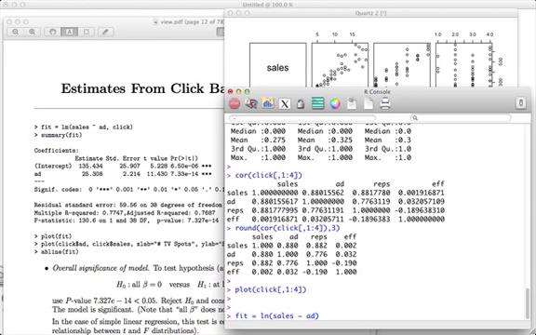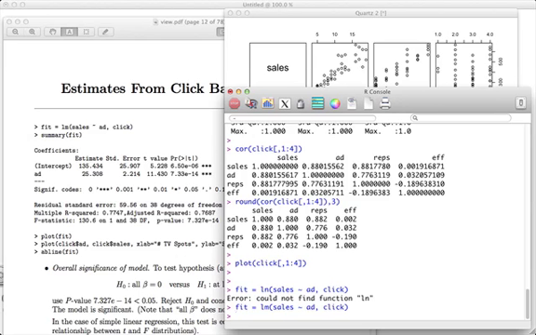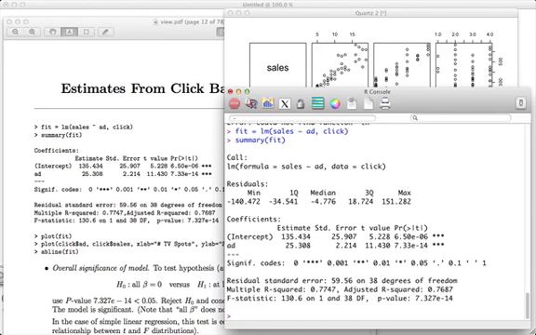The other thing that you have to do is give it another argument, which is the data frame. This is a data frame called click. And you have to spell LM correctly. It's LM, not LN. All right, so now we have our fitted object. If we do a summary on fit, we get various output. So let's take a look at what's in this output.